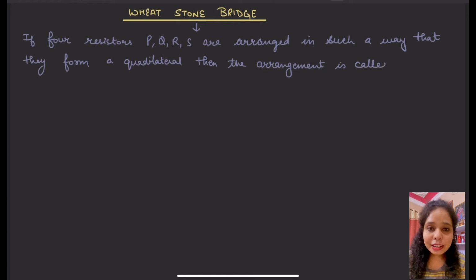Also in this case we need to connect a galvanometer, and most of the times we connect the galvanometer between the junction points B and D. So the galvanometer is connected between B and D.